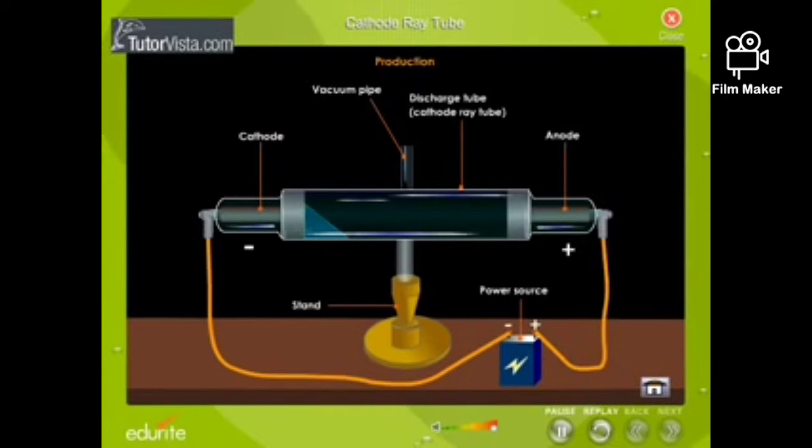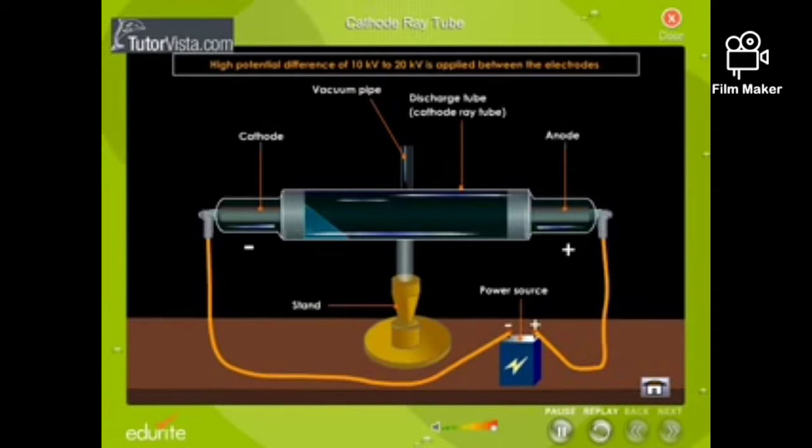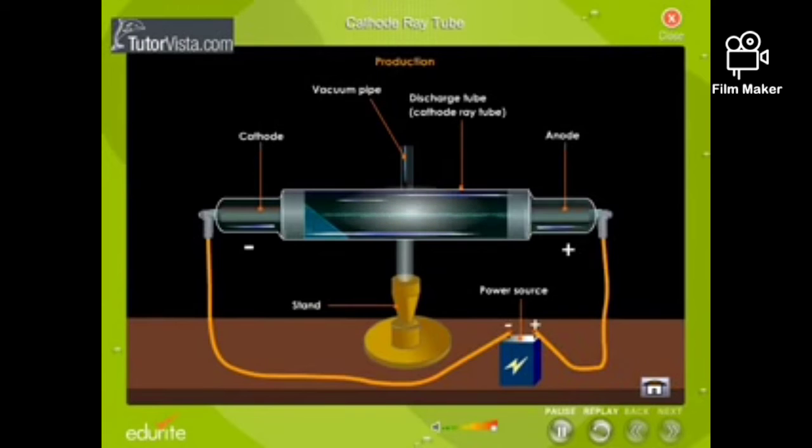So inside this tube, the setup is connected to a high voltage source which will supply a voltage of about 10 to 20 kV, and the air is pumped out to reduce the pressure to about 0.0001 millimeters of mercury. And once that is achieved, Crookes discovered striking rays, and these rays were called the cathode rays.